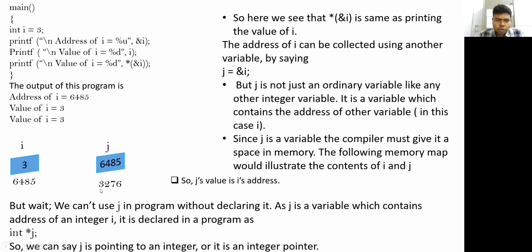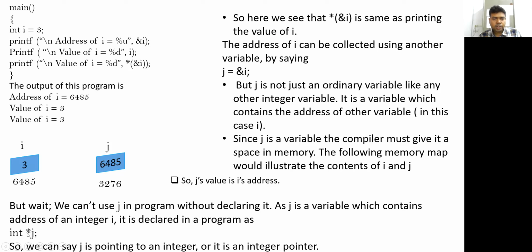So j is now a variable which is stored in this memory location, and it is storing the address which is this 6485. So j's value is now an address. But wait, we can't use j in a program without declaring it. As j is a variable which contains the address of an integer i, it is declared in a program as int asterisk j. So what does it mean when we declare int asterisk j?